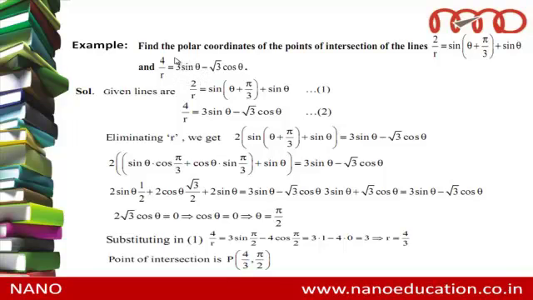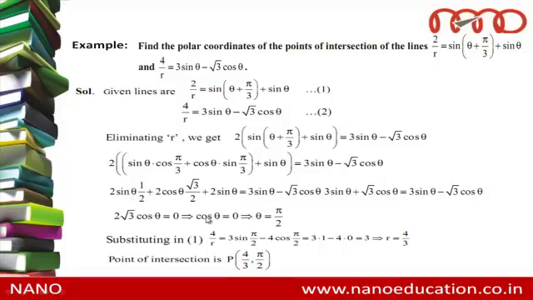First we eliminated r by dividing one equation by the other. We got a simple equation in terms of theta. Usually it will be a linear equation in terms of sin theta and cos theta. Here fortunately the coefficient of sin theta was 0, so we got cos theta equal to 0 and theta as pi by 2.